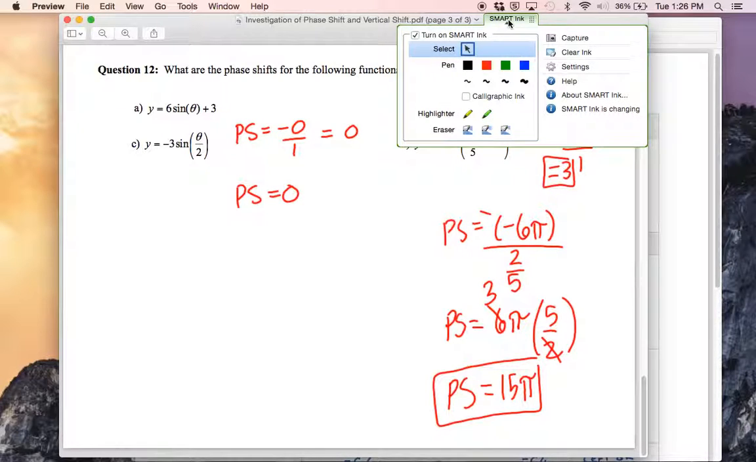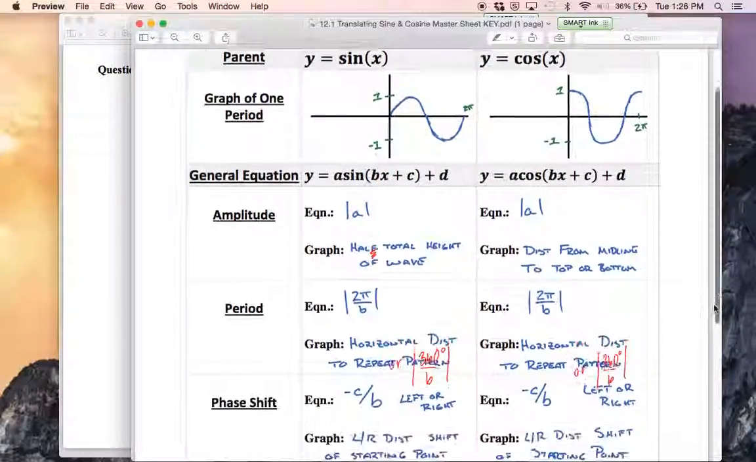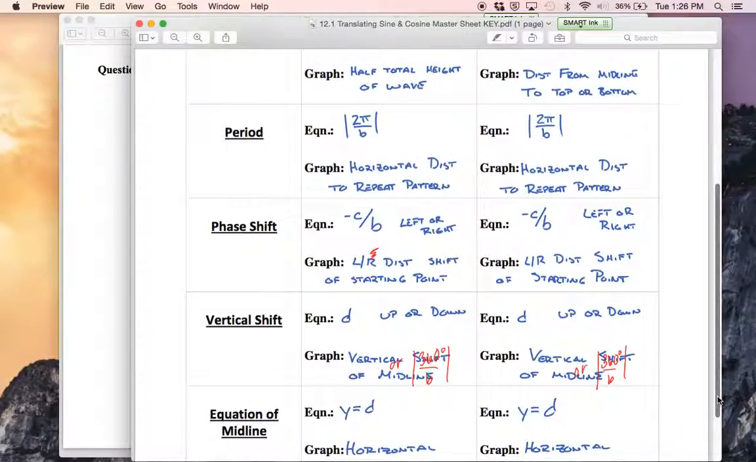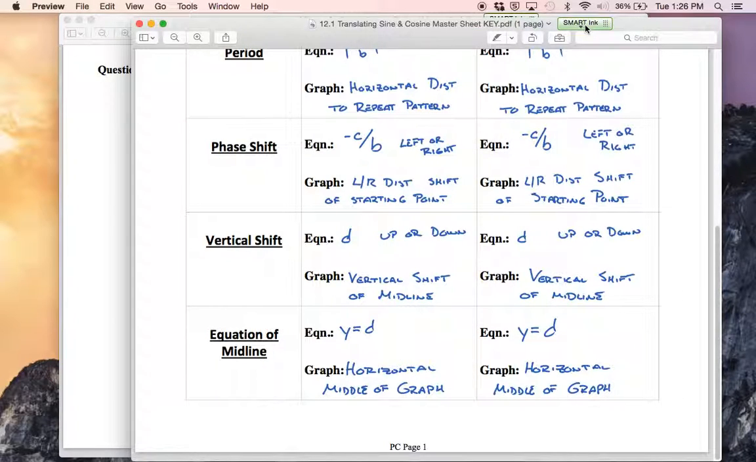Okay? So I'm going to come back over here to this worksheet that you guys got, that master sheet. It's kind of a good study sheet. So now we've got phase shift and vertical shift and equation of midline. So the phase shift is negative c over b, left or right. Negative c over b moves it left or right. On the graph, it's a left and right distance shift from the starting point. Your vertical shift is your d value.